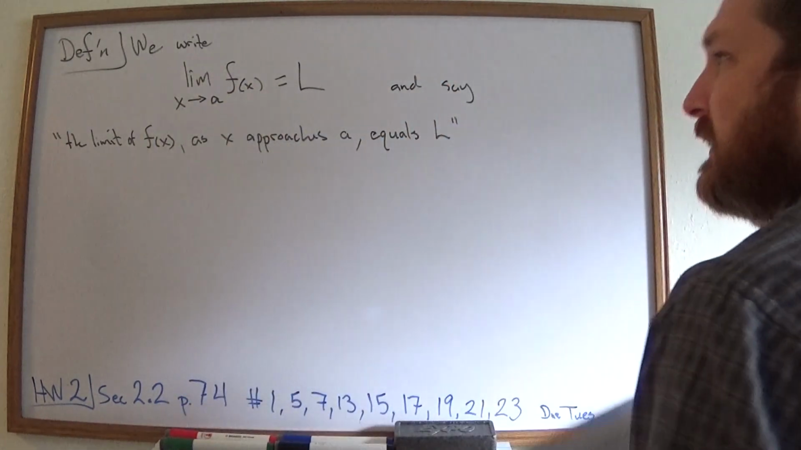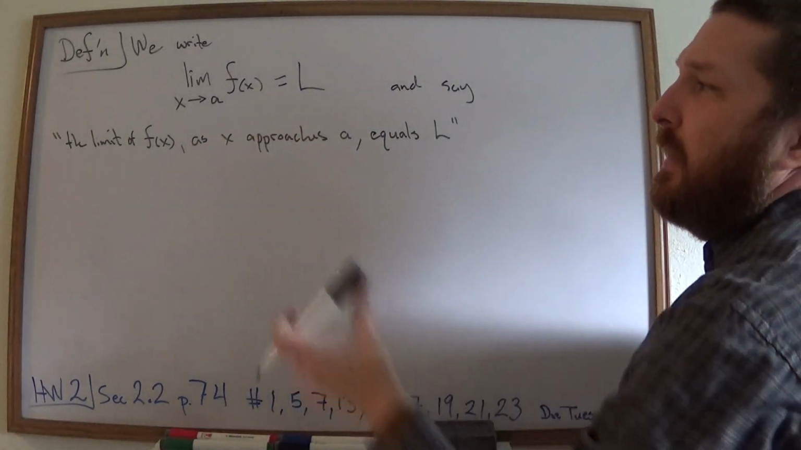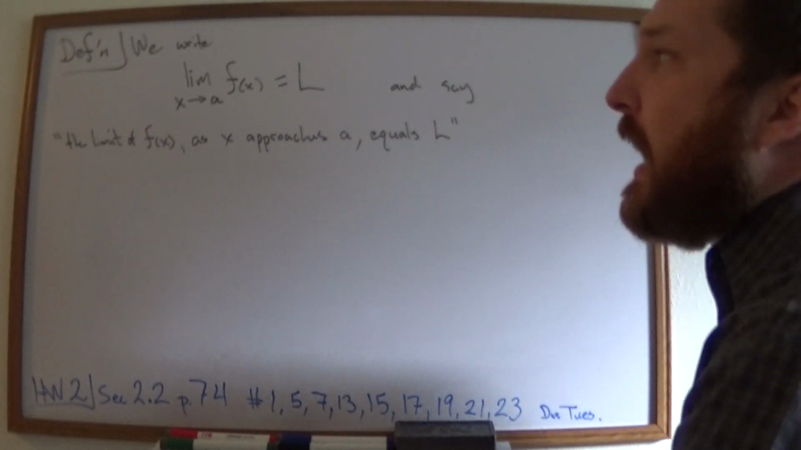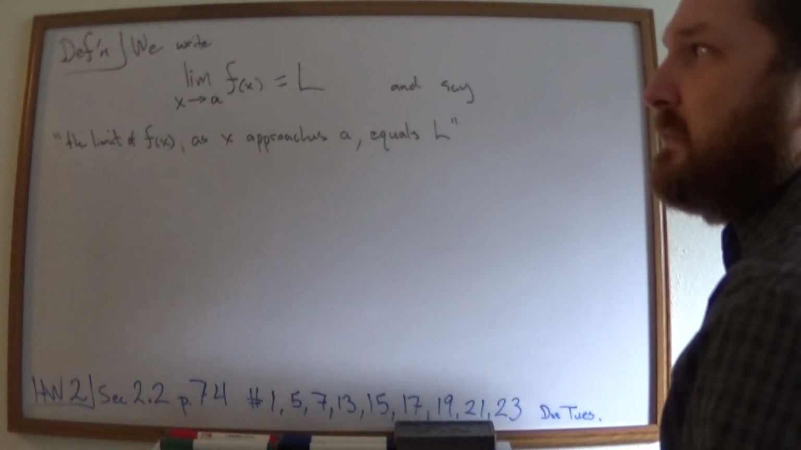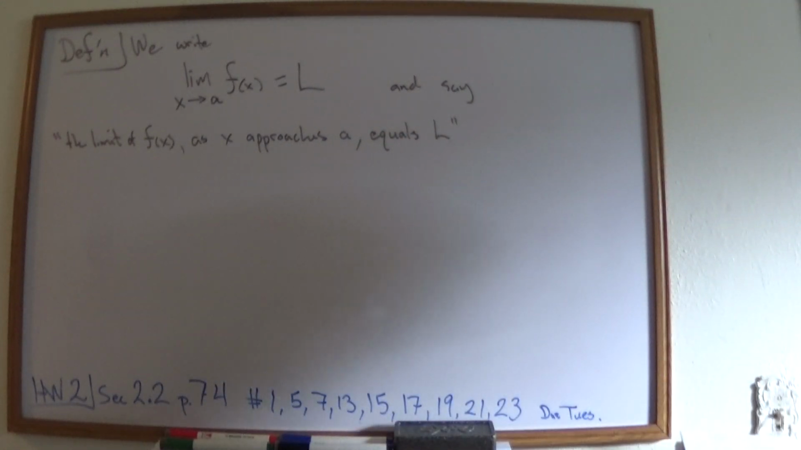That's how you'd read that. The limit, and you could mix that around. Like I'll often say the limit as x goes to a of f of x is L. But this is the technical way of saying this, okay?